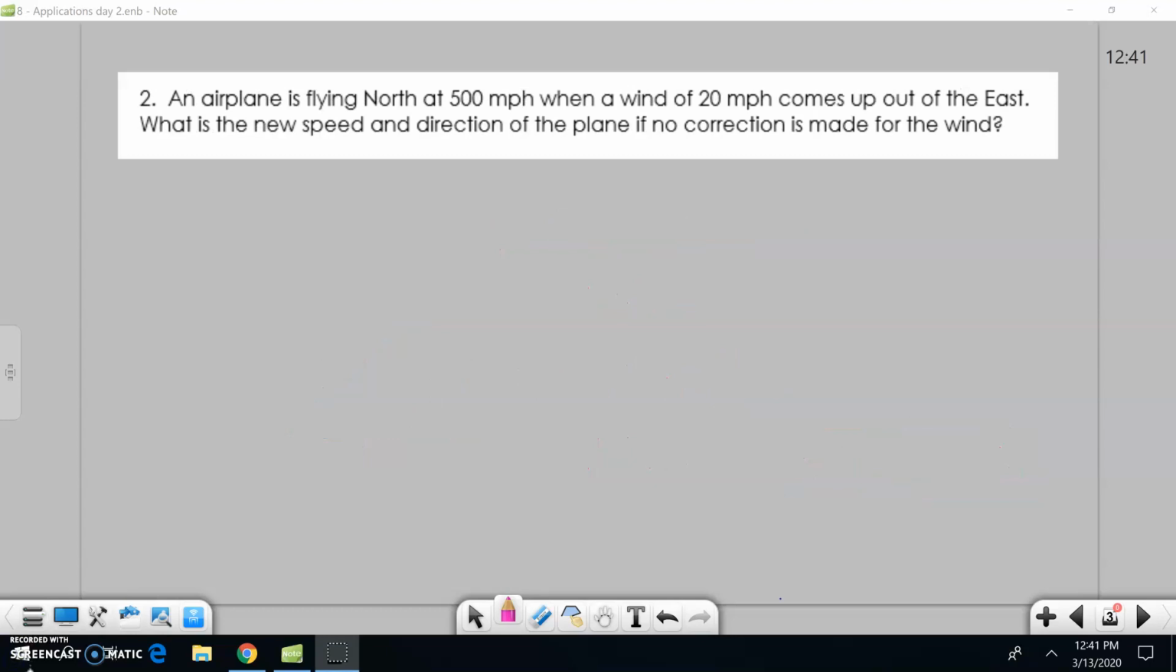All right, moving on to number 2. It is a little more involved because we have 2 vectors. We have an airplane and wind. So an airplane is flying north at 500 miles per hour when a wind of 20 miles per hour comes out of the east. So let's draw that.